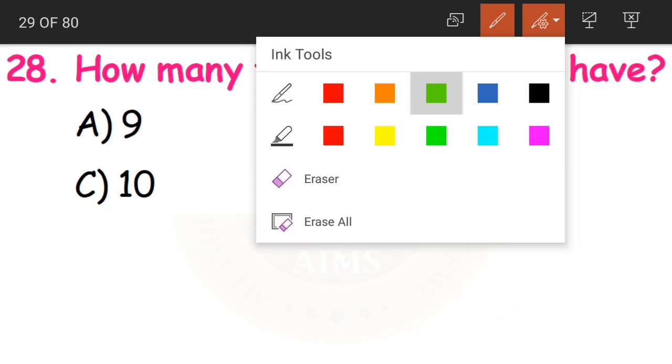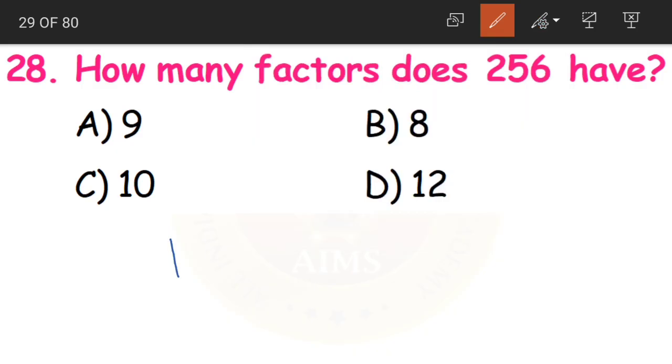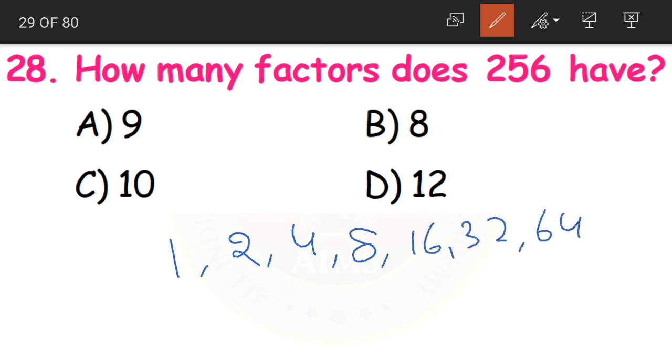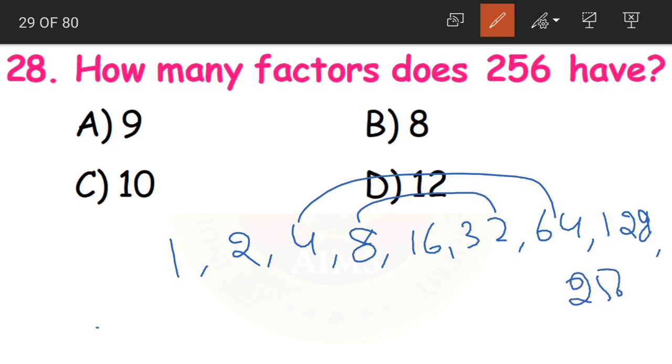Now this is it. By mistake I erased it. 1 2 4, what did we get? 1 2 4 8 16 32 64, and then, was it 8? 32s are 8. Then 64. Then 128, I believe. 128 and 256. These are all the factors of 256.